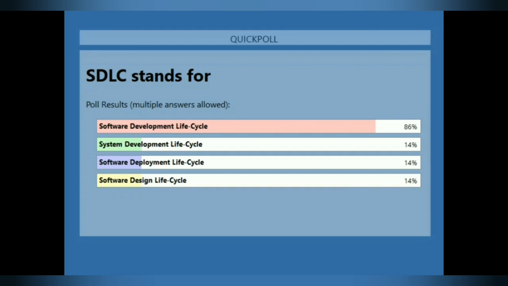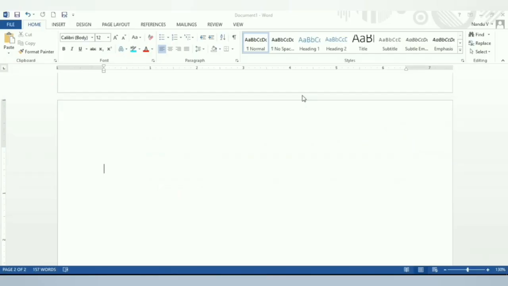The best answer is the first answer, software development lifecycle or system development lifecycle. Definitely not design lifecycle. The last answer is wrong, and the last but one answer is also wrong; it's not used. The best answer is software development lifecycle, and system development lifecycle is also an acceptable answer. SDLC stands for the software development lifecycle. Next question.